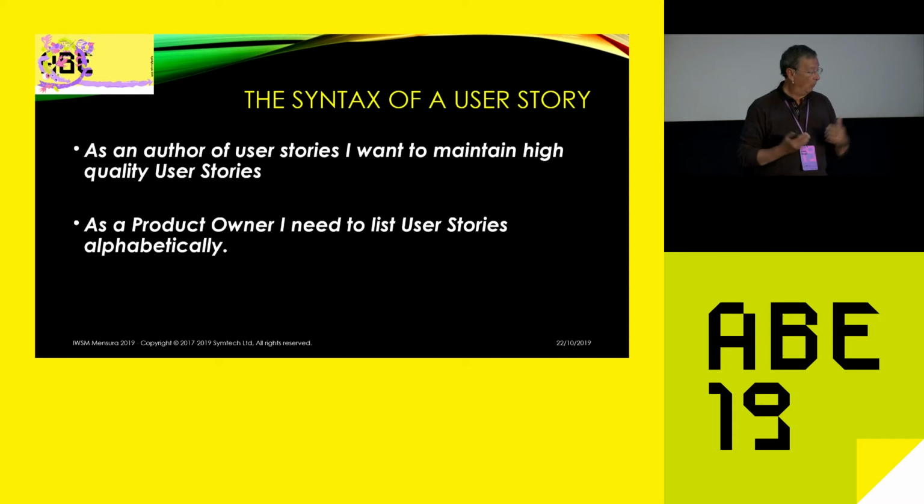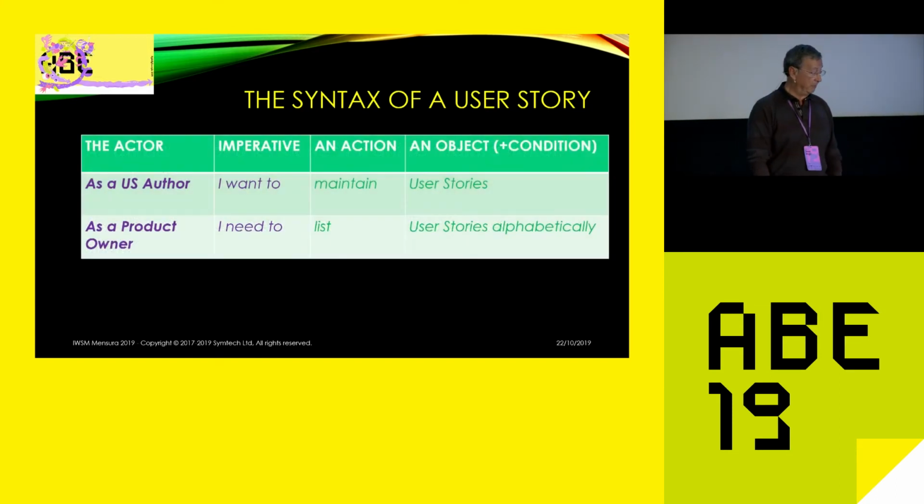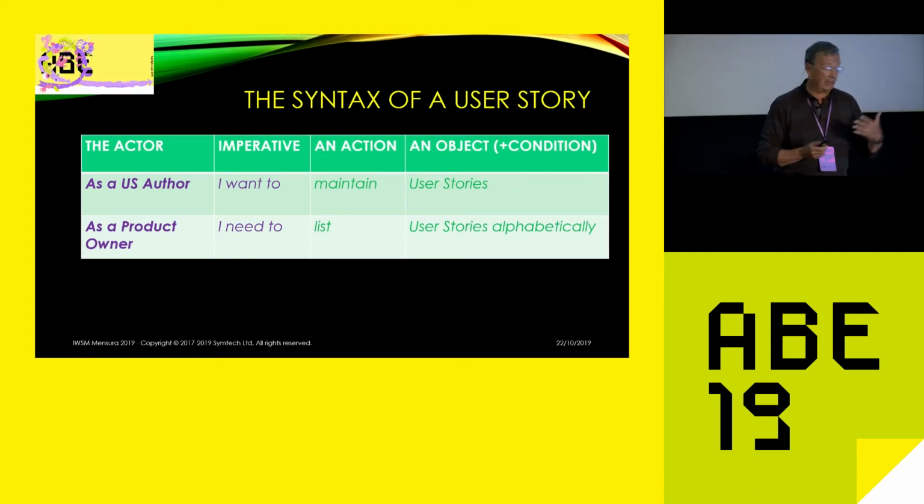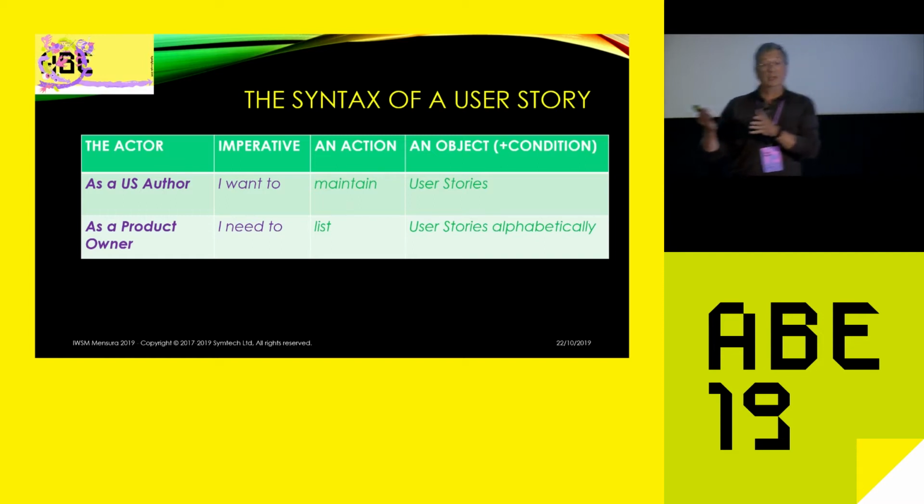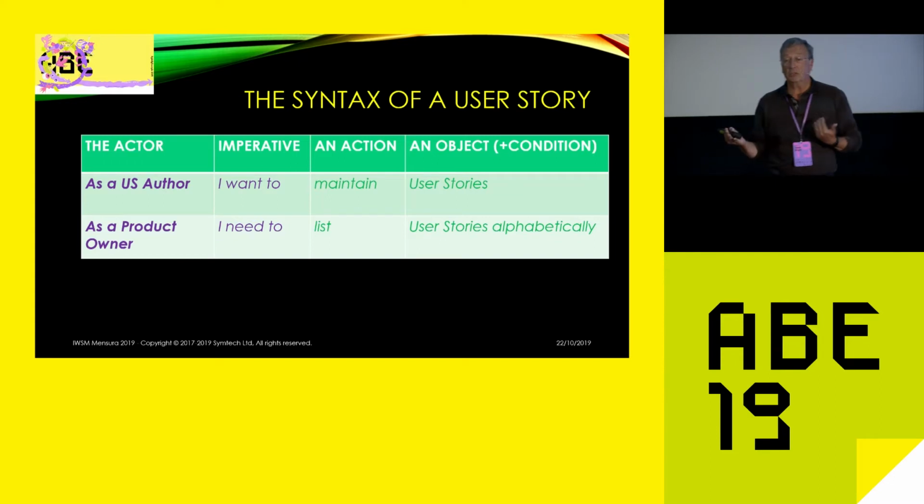As an author of user stories, I want to maintain high-quality user stories. Well, if you look at good, well-phrased user stories, you can find a pattern. They start with a thing we'll call an actor. Who's doing it? Then we have an imperative: I want to do something, I have to do something, I need, or I shall. Then an action, what you're going to do: I'm going to maintain, or I might list. And then the object that we're going to perform that function on, possibly with a constraint.